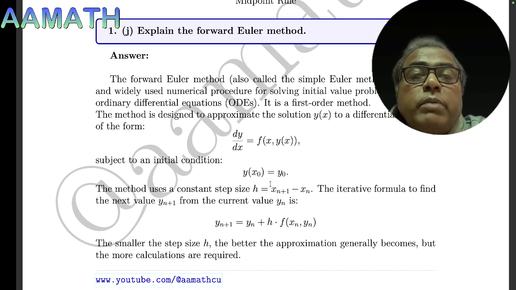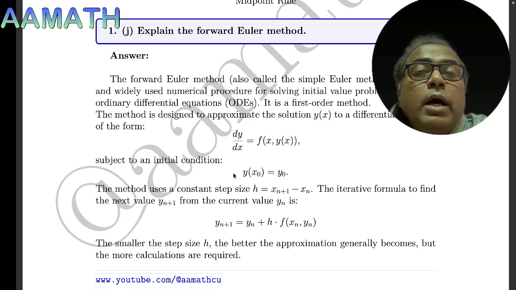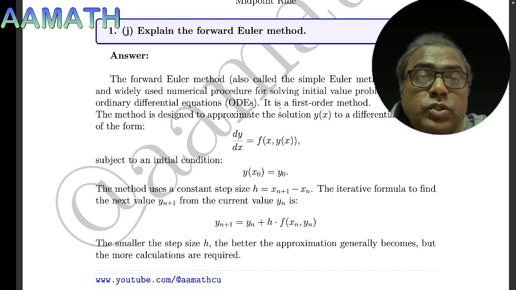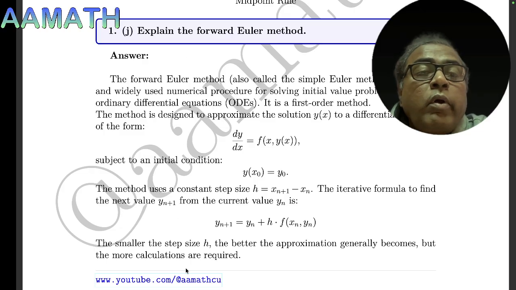It is the first order method. So this is the first order differential equation dy/dx = f(x, y), subject to the initial condition y at the point x0 equal to y0, and this is the initial value problem. We want to solve this by the Euler method, the forward Euler method.